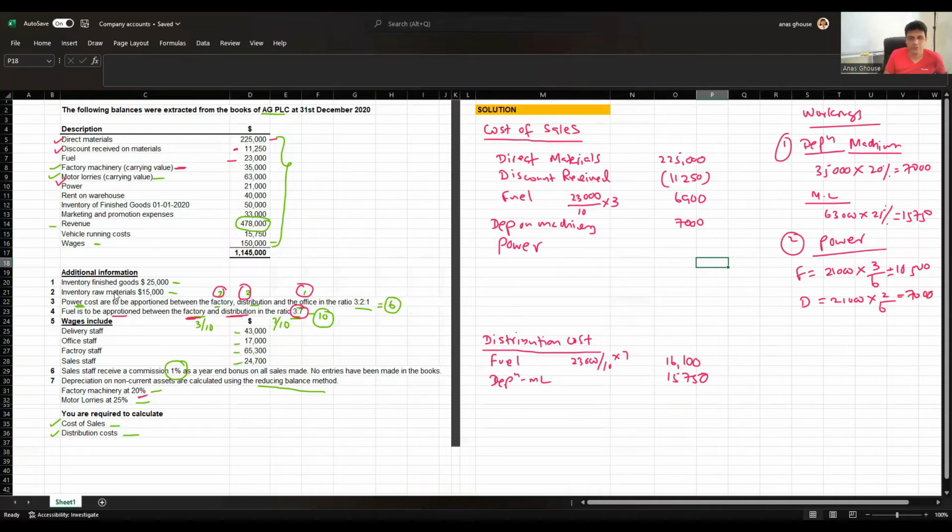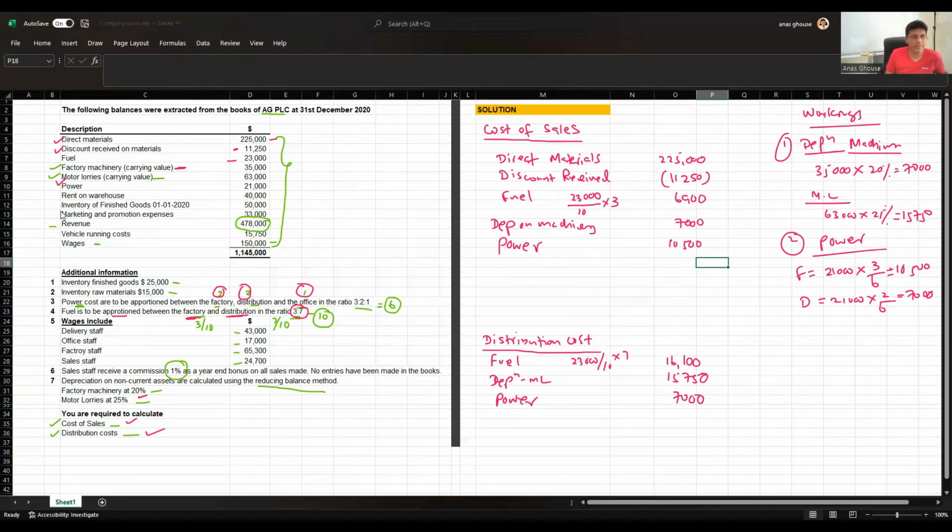Then the remaining should go to the office expenses, which is under admin. Since you are required to calculate cost of sales and distribution, I'm not going to show that working. So here you can say the power 10,500. Here also you can say the power cost 7,000.